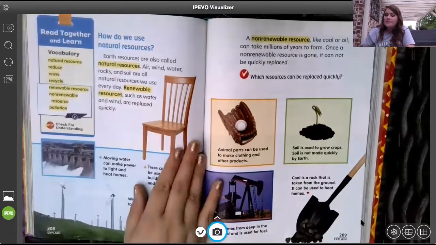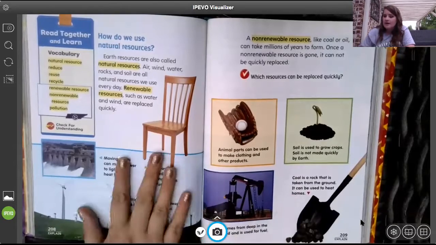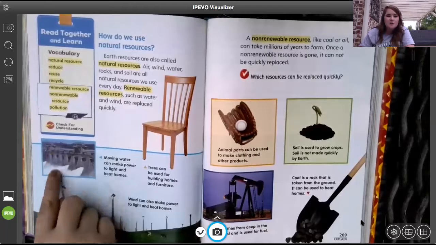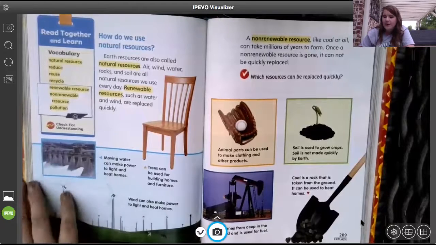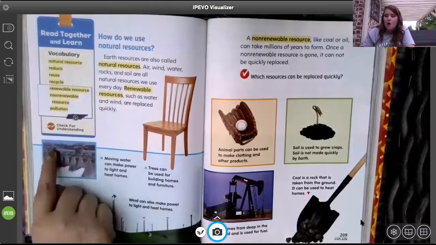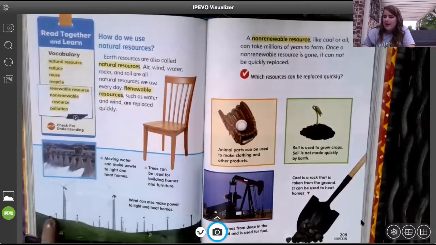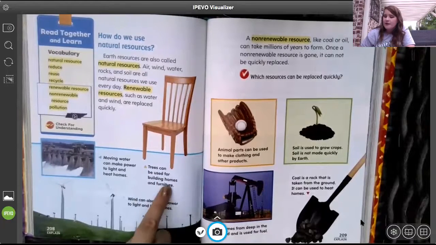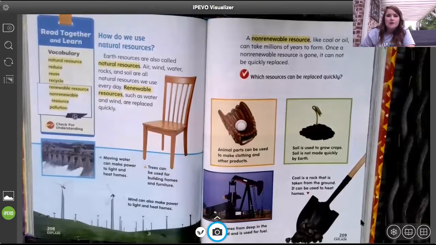So when we look at some of these examples that the text has given us, it says moving water makes power. So we talked about that, hydropower, like in a dam. So that's a renewable resource. So water is a little bit easier to get back, as well as wind, because that's just something that happens in the earth. Trees can be used for building homes and furniture. So we talked about our plants.